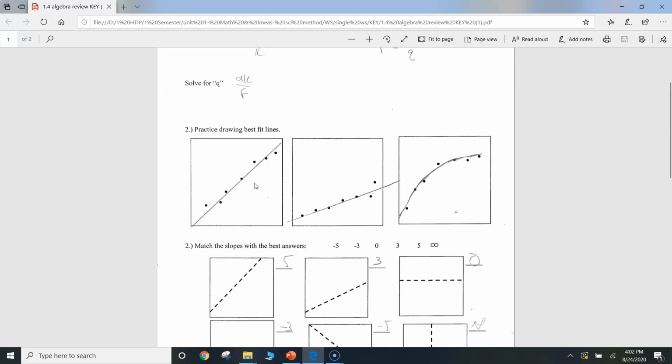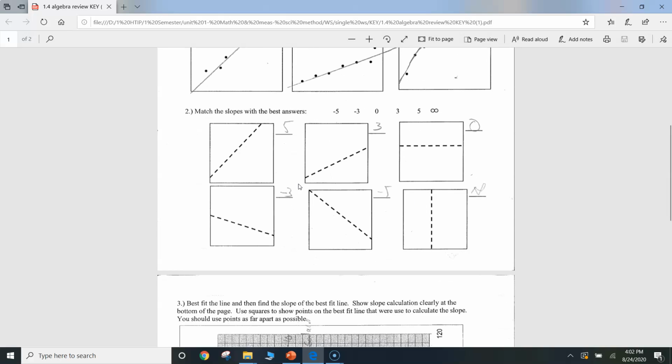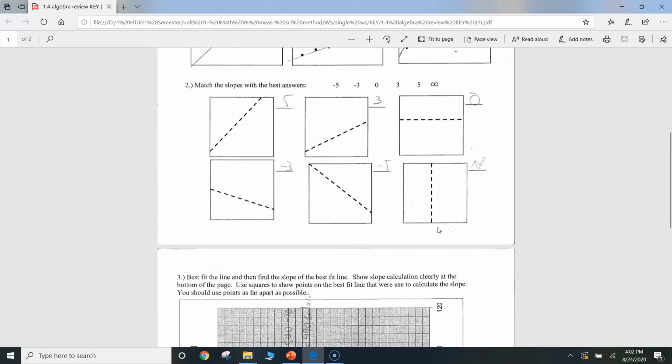These are my best fit lines. So the first two are linear. The third one is curved. So the answers to these would have been the slope of 5, the slope of 3, the slope of 0 is flat, -3, -5, and then infinity, if you're familiar with that symbol.